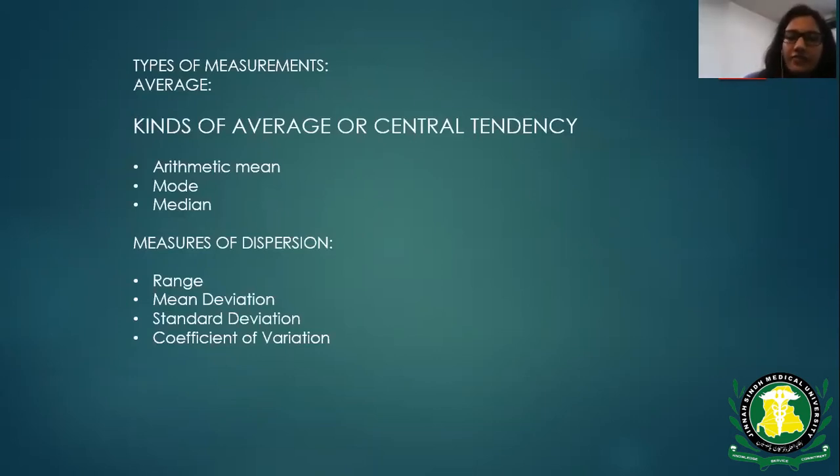Kinds of average: there are three types of average: mean, mode, median. You must have studied this previously in your other classes as well, I think we studied it in matric, grade 10, and physics as well. So mean, mode, median, some of these terms are very familiar to us and we have gone through them.